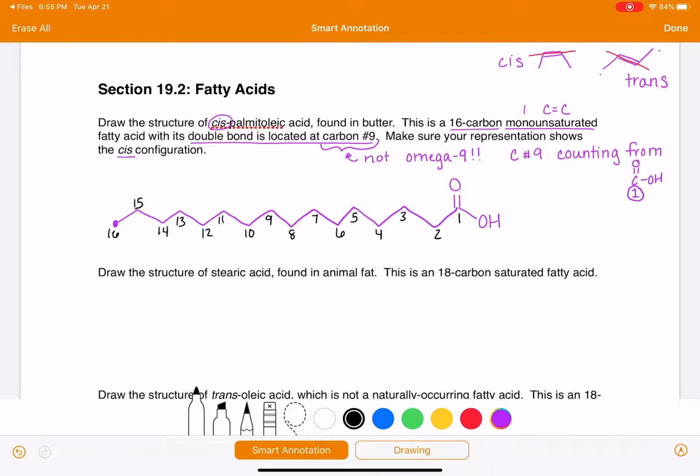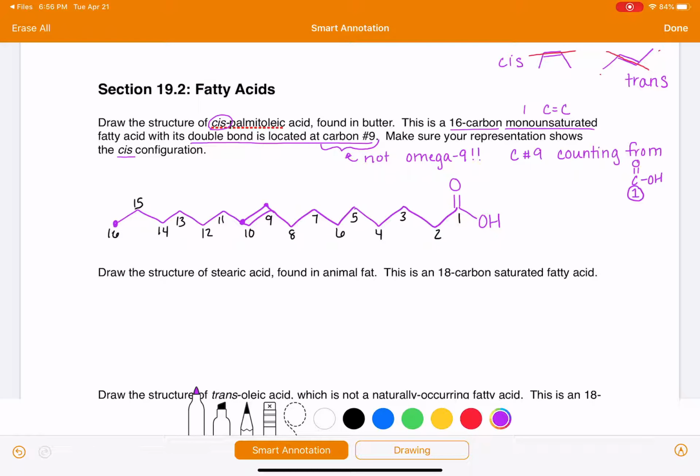So we've got all of our carbons in place. Now we need to put the double bond in, and the double bond is located at carbon number 9. It's been a while since we talked about alkenes, but located at carbon number 9 means that the double bond starts at 9 and goes to 10. So there's the position of our double bond right there.